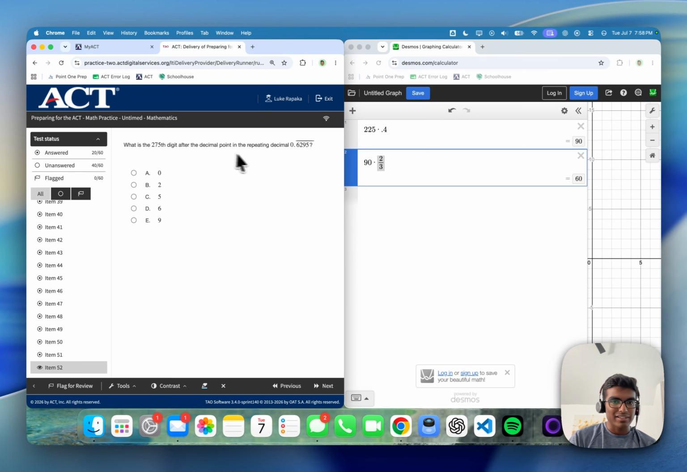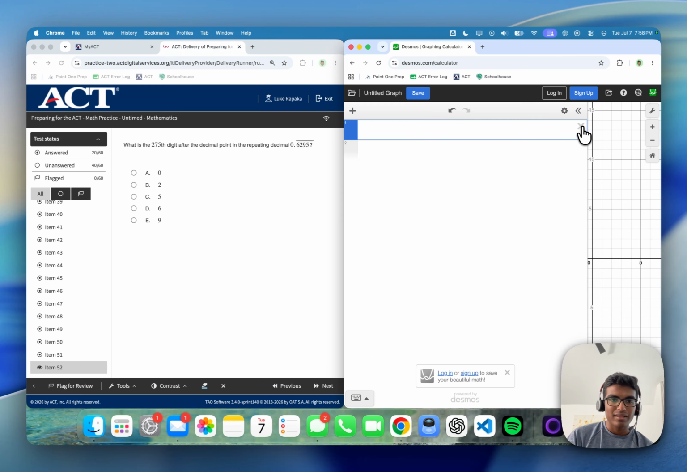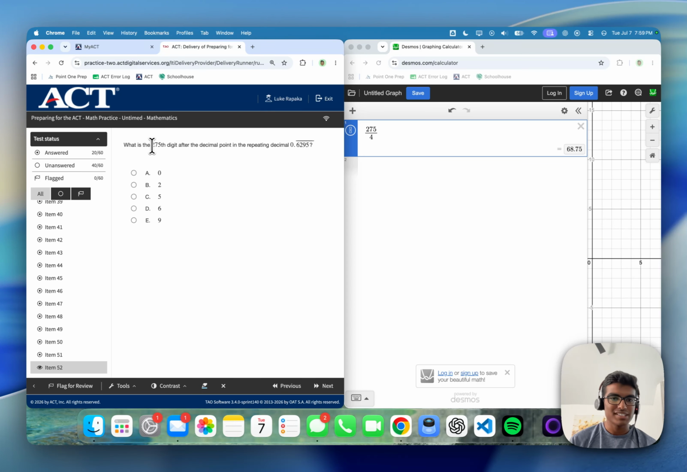What is the 275th digit after the decimal point? These questions show up often, so I'd recommend this as something you would study. But let's go ahead and do this. So first thing I do, 275 divided by 4. I'm doing 275 because that's the digit I need to find. I'm doing 4 because there are 4 repeating digits right here.